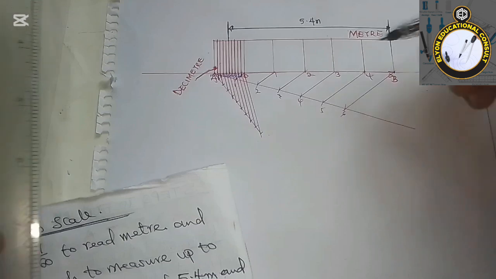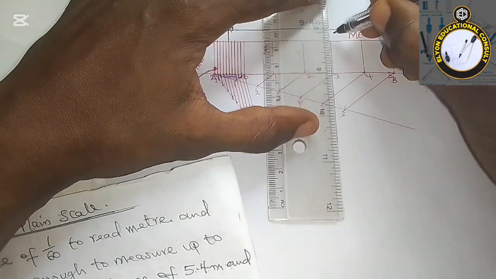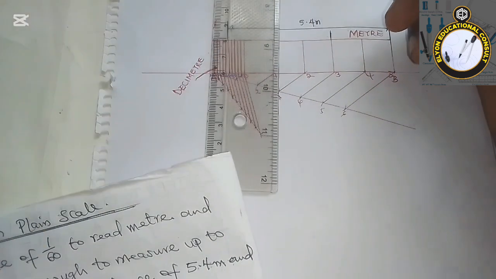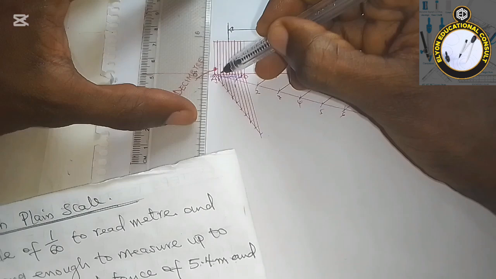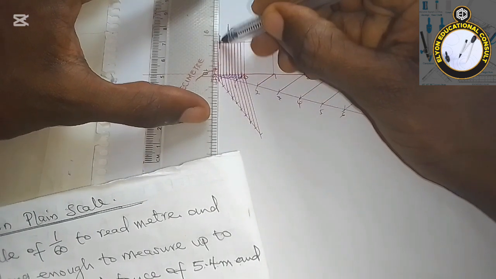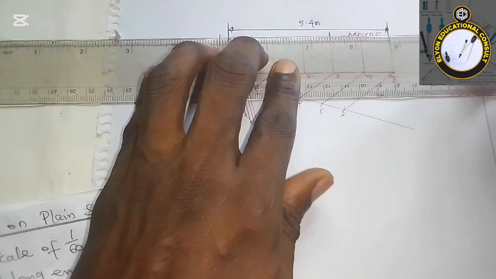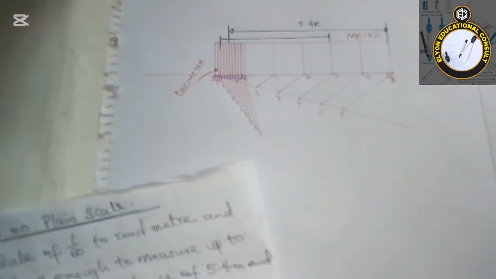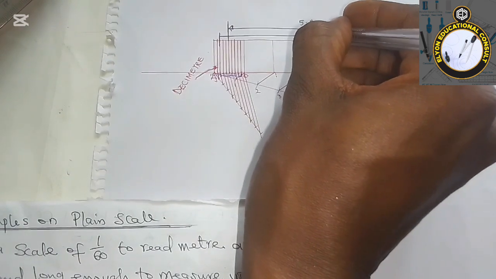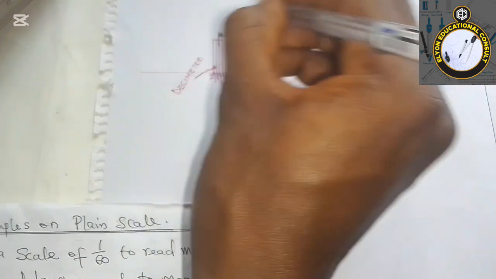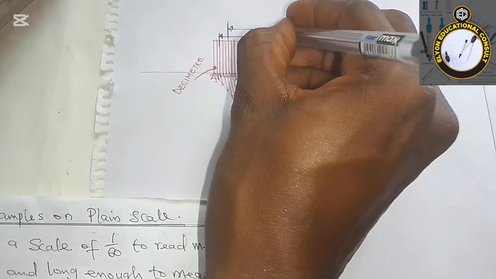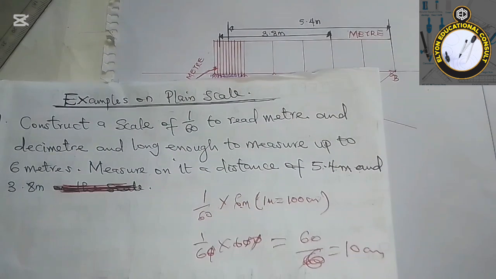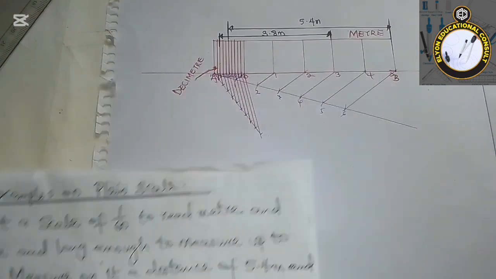Then for the other one, 3.8 meters. I will go to 3. This is 3. And 3.8 will come to 8. This is 8. So on this scale now, this is 3.8 meters. I hope this is clear. I believe that if you practice constantly, you'll be able to get it. It is as easy as this.